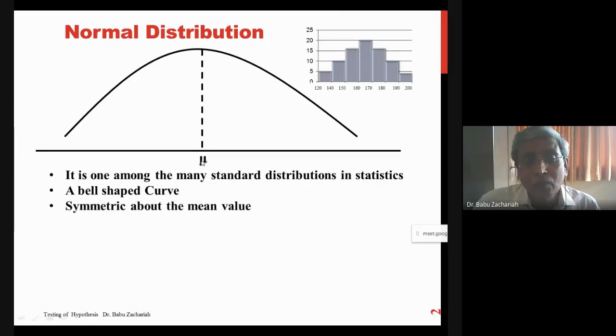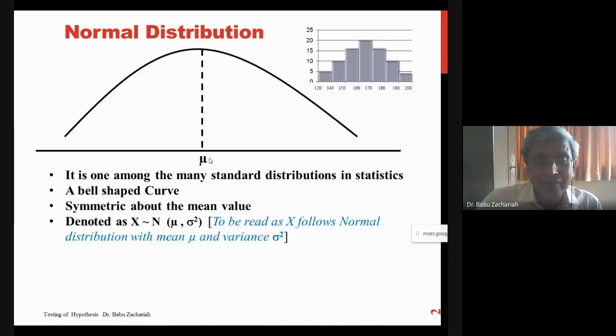mean value. So mu, we write; in statistics, mu stands for the mean of the population. X bar we will use for the mean of the sample. Similarly, for the standard deviation of the population, we will put sigma. And for the standard deviation of the sample, we will use SD. Here in this shape, it is centered at the mean value mu.